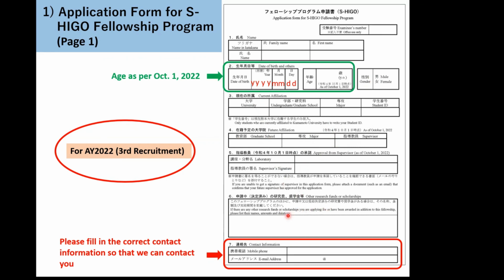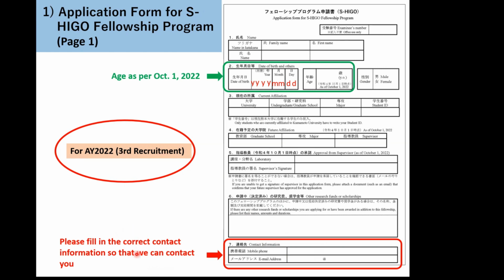Okay, and if there is any other scholarship you are applying for or you are receiving now, please mention it, whether you are going to plan, you have already applied, or you are planning to apply for that, please explain in detail. And this is for October recruitment, okay, third recruitment. And here in contact information, please fill in clearly, not to make any mistakes, so that we can contact you correctly.